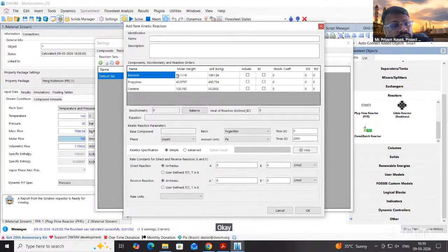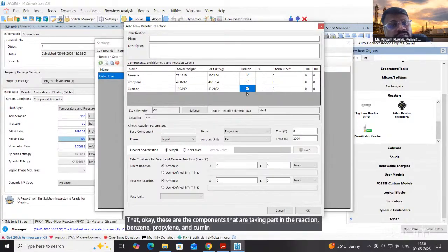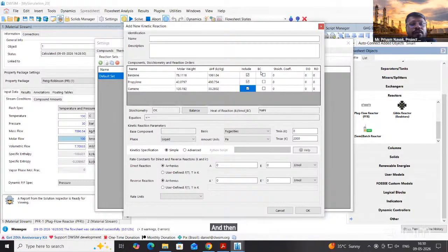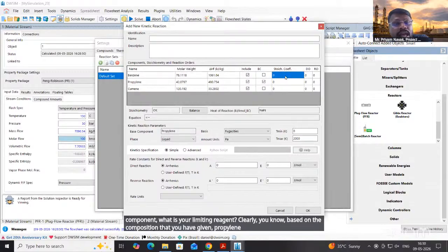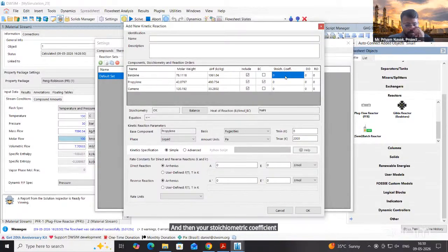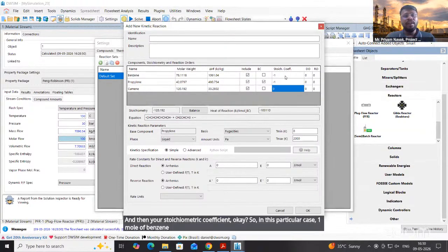Here you can say that these are the components taking part in the reaction: benzene, propylene, and cumene, which I've clicked under include. Then you need to specify your base component, the BC. What is your limiting reagent? Clearly, based on the composition you have given, propylene is my limiting reagent. And then your stoichiometric coefficients. In this case, 1 mole of benzene reacts with 1 mole of propylene to give 1 mole of cumene, and that becomes a perfectly balanced reaction.